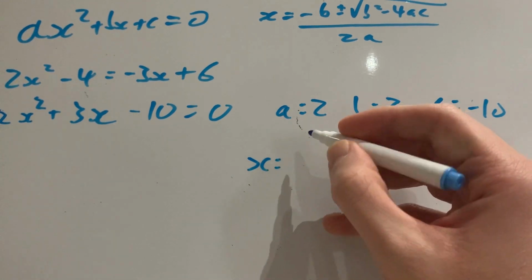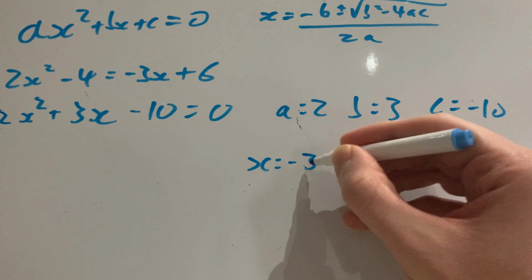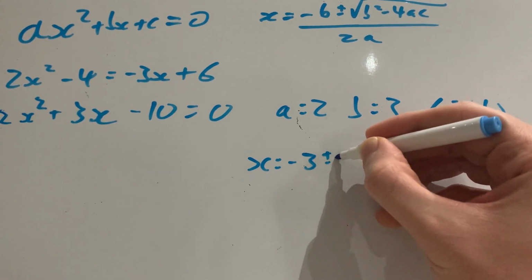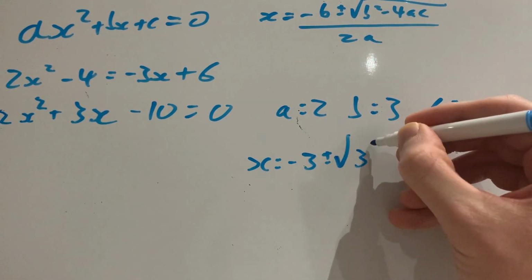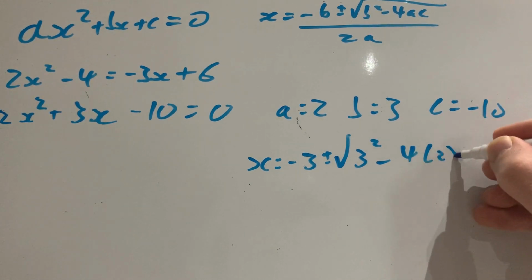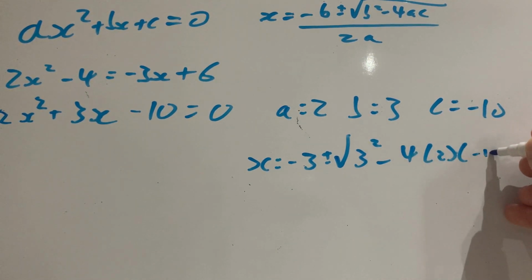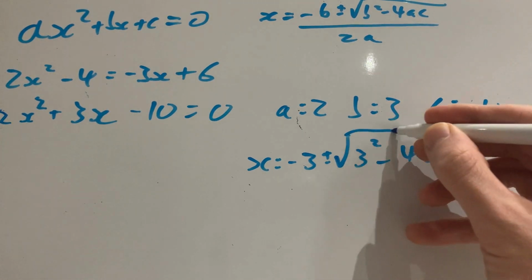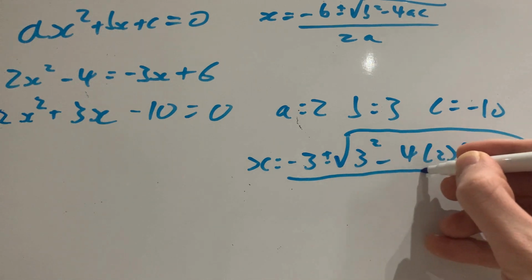So we've got x equals negative b, so negative 3, plus or minus the square root of b squared, so 3 squared, minus 4 times a, which is 2, times c, which is minus 10, square root of all of that, all over 2a, so 2 times 2.